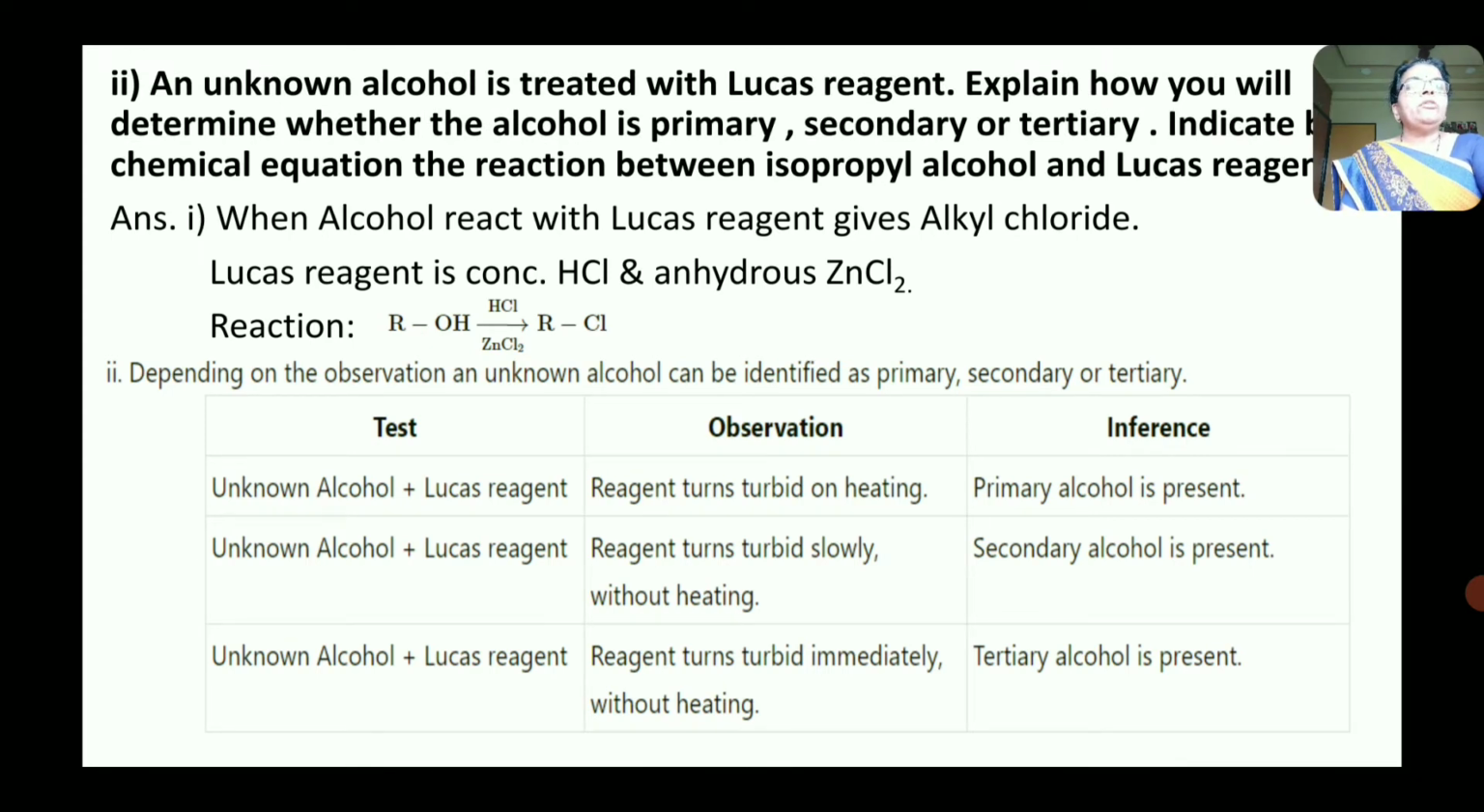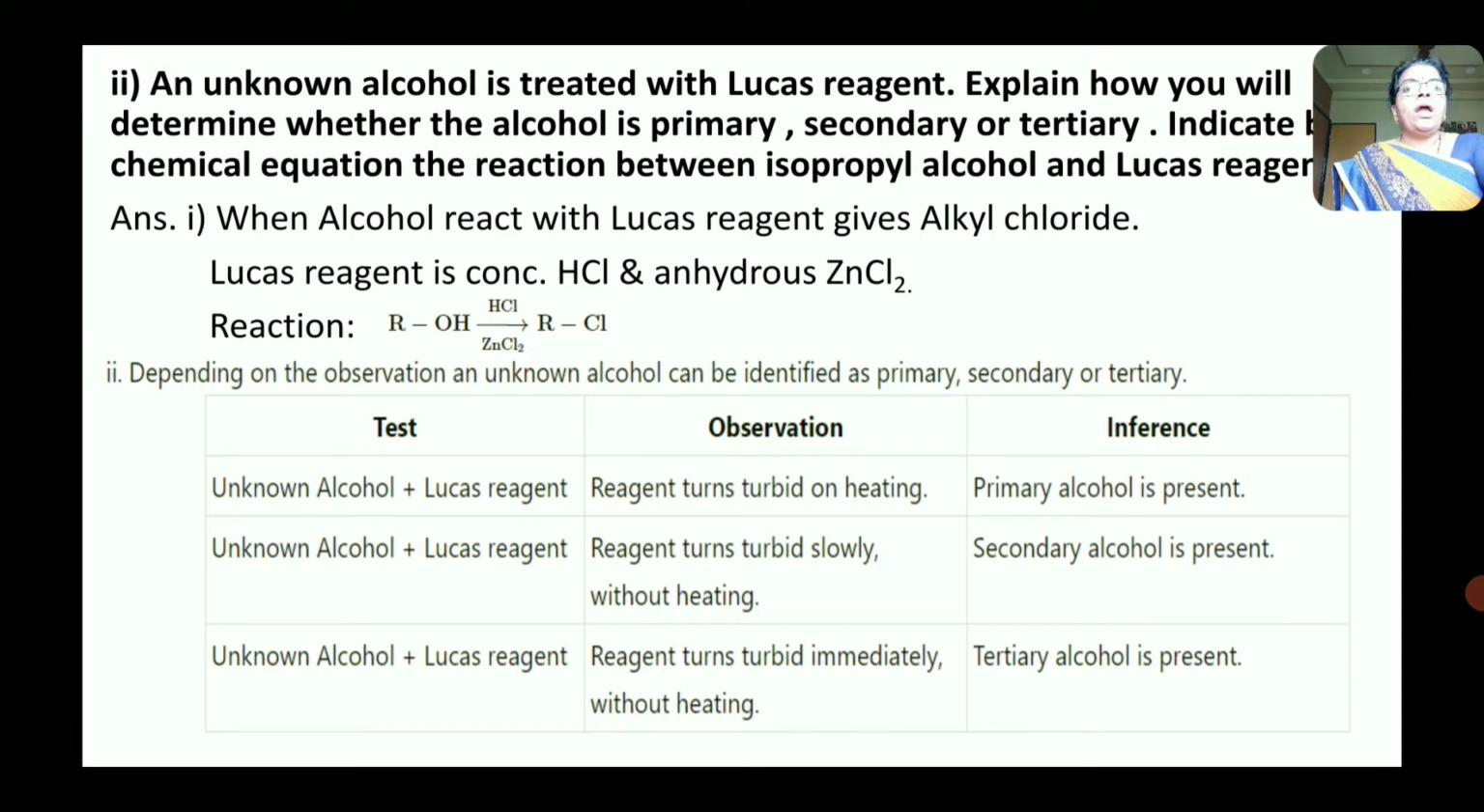Now then second question, explain how you will determine whether the alcohol is primary, secondary or tertiary. Now here you have to give the reaction between alcohol and Lucas reagent, and you have to identify whether this alcohol is primary, secondary or tertiary. Now for this the tests are given, then observation, and from this you can carry out the inference.